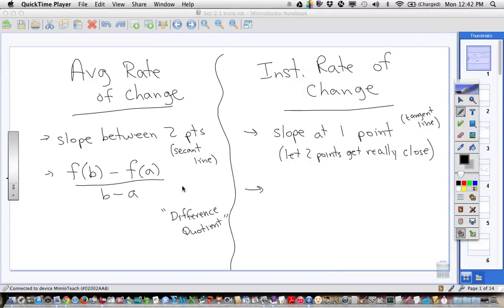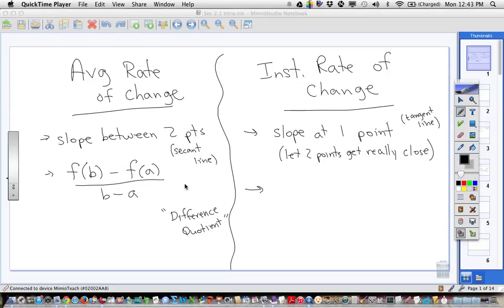All right, so average rate of change versus instantaneous rate of change. Average rate of change, as we mentioned, is the slope between 2 points, like a secant line, right? Slope between 2 points is the slope of a secant line. And of course, we have our old slope formula here, f of b minus f of a over b minus a.